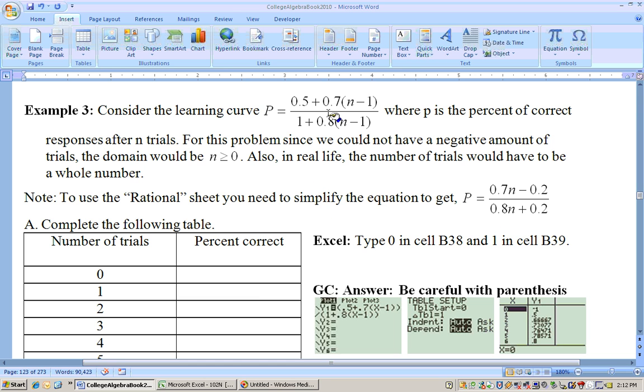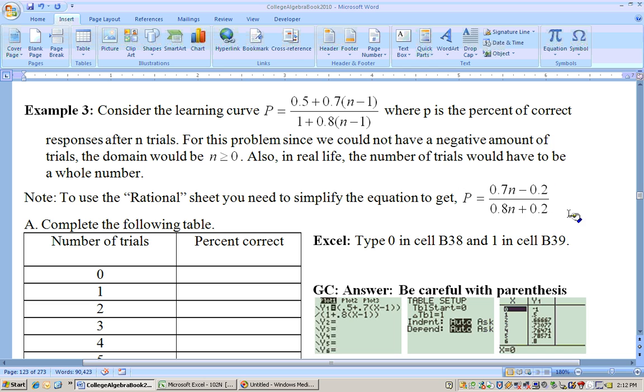So to simplify this, I would take the 0.7 through, and I get 0.7n, and take the 0.7 times the minus 1, I get minus 0.7, and minus 0.7 plus 0.5 is a minus 0.2. Take the 0.8 through, and you get 0.8n. 0.8 times minus 1 is minus 0.8, negative 0.8, and negative 0.8 plus 1 is positive 0.2.